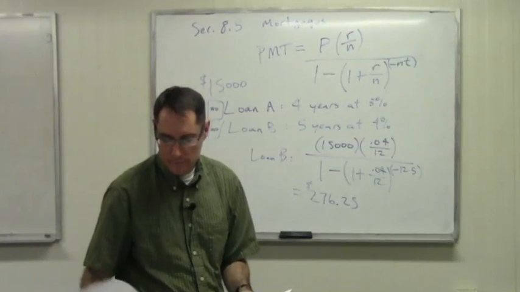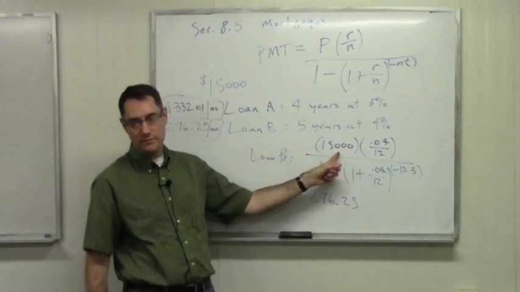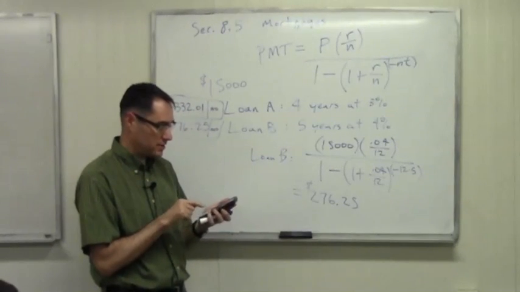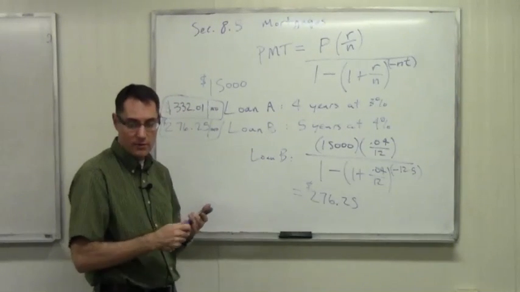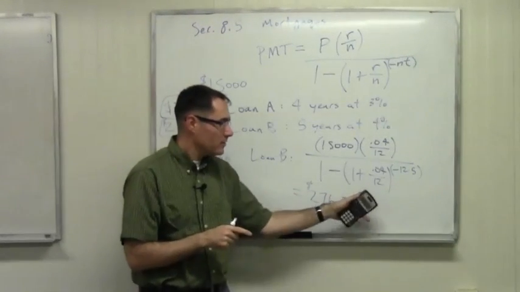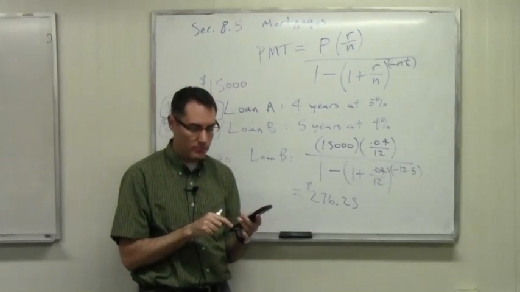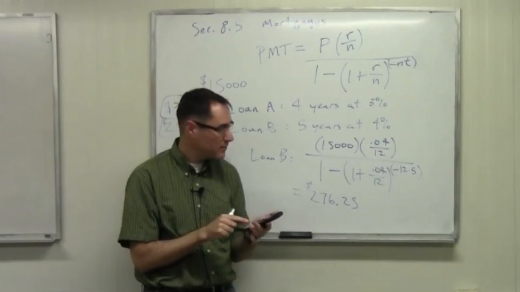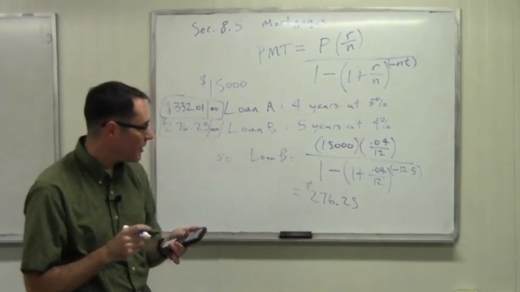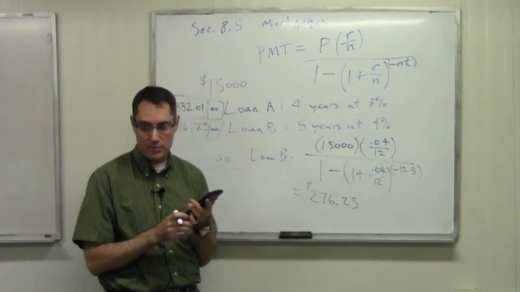Did you get that one? Why not? Try again. First, do this. 15,000 times 0.04 divided by 12. You got 50, right? OK, so you write that down somewhere. Then you do this part. 1 plus 0.04 divided by 12 equals 1.0333333333. Raised to this, so you do the caret. Yes, raised to negative 60. You get 0.81900, and so on.